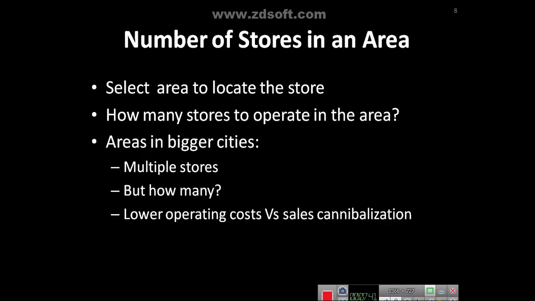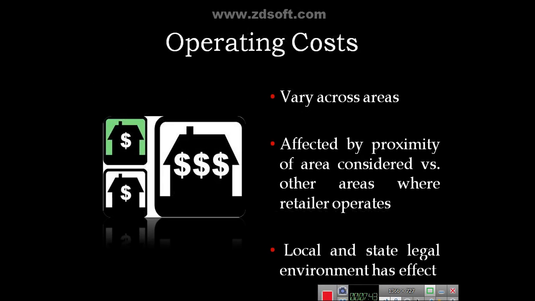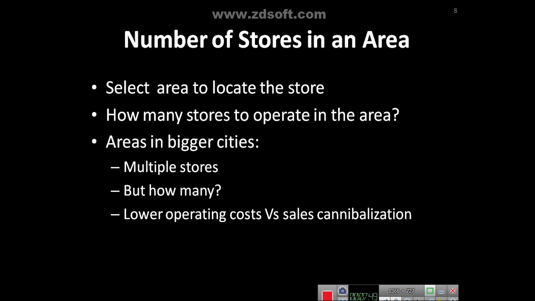Software operating costs, these are the 4 factors which are considered in evaluating site locations. So there are some other factors also which a retail firm needs to consider.